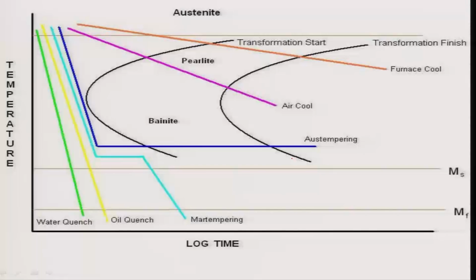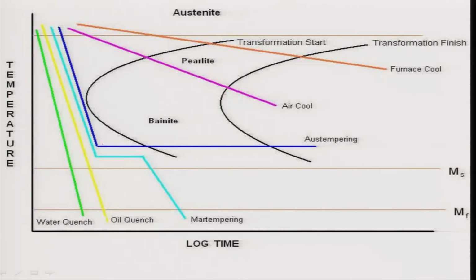If you furnace cool, which is the slowest cooling rate possible, you will form coarse pearlite. If you air cool, take the sample out from the furnace and keep it in air, this is the cooling rate, you will form fine pearlite. If you cool it like this and isothermal hold for a long time, that is what is known as austempering. Austempering is what? You transform the austenite to bainite, that is called austempering. So, to do that, you cool it, quench it like this, and isothermal hold it at about 400 degrees Celsius temperature.